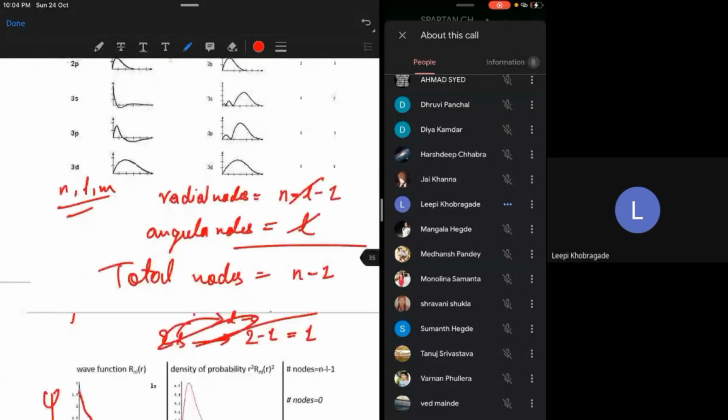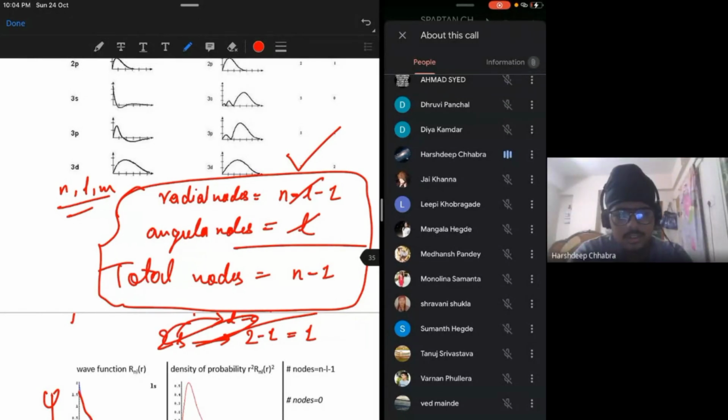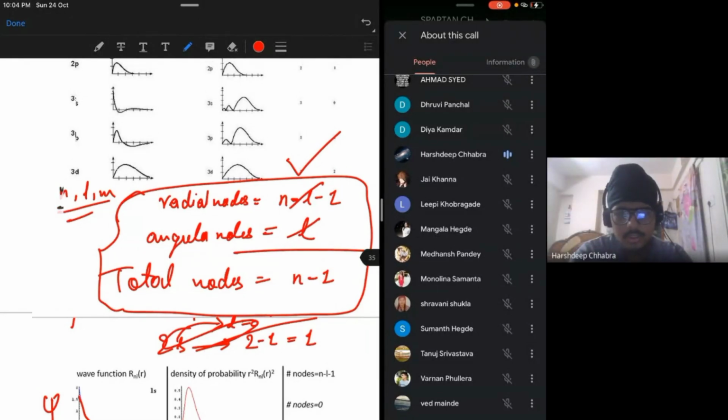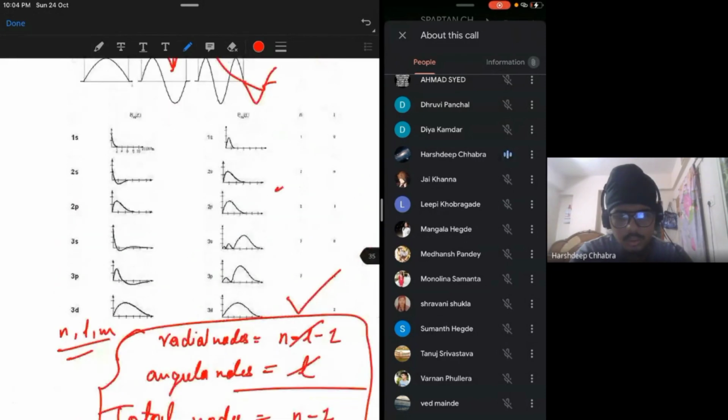Now, do you know, guys, how this comes? You already know, I have told you. How do you find a node? Is this from the generalized wave function, and you just solve it to get it? Yes, exactly. So we all know there is only one way to find nodes: you put psi equals 0.